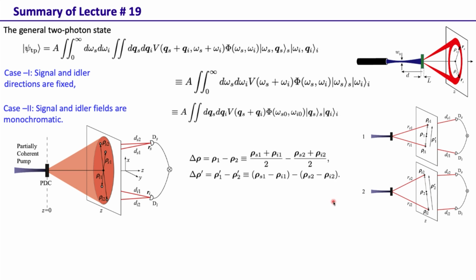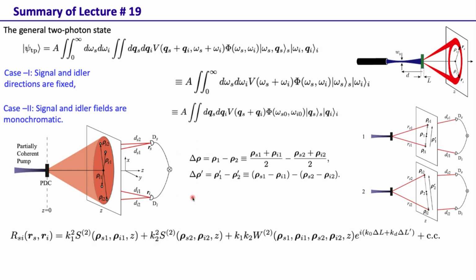In order to derive the conditions for coherence, we constructed these quantities delta rho and delta rho prime and defined them in this manner. These definitions for delta rho and delta rho prime in the spatial domain are pretty much the same as how we defined delta L and delta L prime in the context of temporal interference. In terms of these quantities, and assuming the pump to be a partially coherent field, we then derived the coincidence count rate at this detector, and we found that it has this kind of expression.